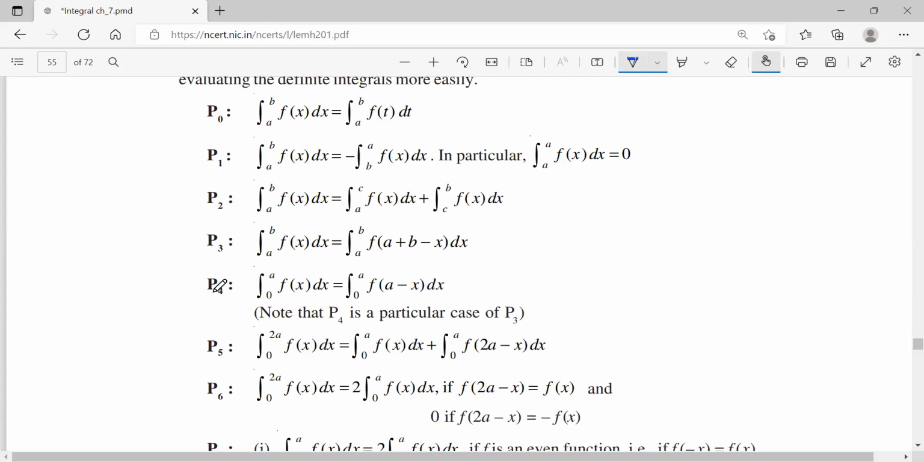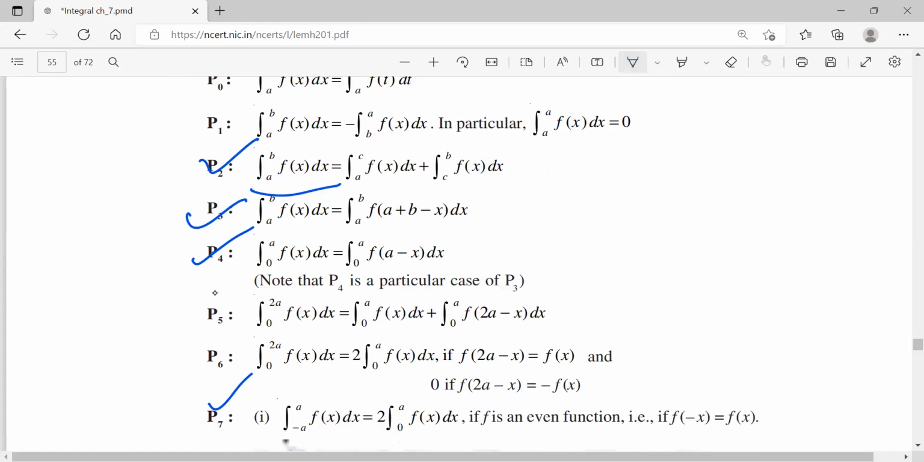So property number 2, that's what we just now used, correct? Integral of a to b f of x dx is nothing but what I'm splitting it. That is just now what we did. Property number 3, that also sometimes we'll use. Property number 4, yes, that also we will use. And property number 7. So 2, 3, 4, and 7. 7, I'm sure that you're unable to see it.